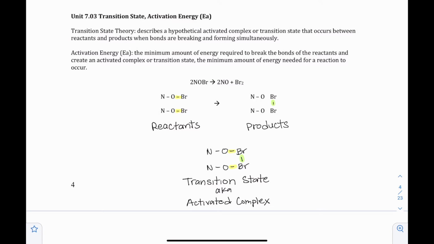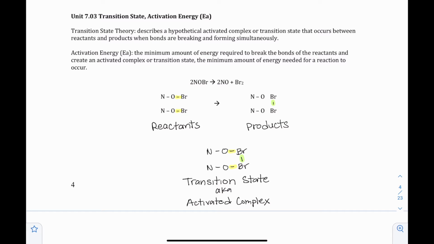Transition state theory describes a hypothetical activated complex, or transition state, that occurs between the reactants and products, where the bonds of the reactants are breaking and the bonds of the products are forming at the same time. So in the example, the reactant bonds highlighted in yellow between oxygen and bromine are breaking at the same time that the product bond highlighted in green between the two bromines is forming. That hypothetical complex is called the transition state.